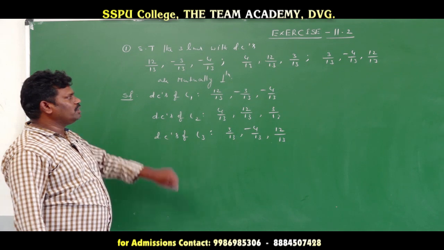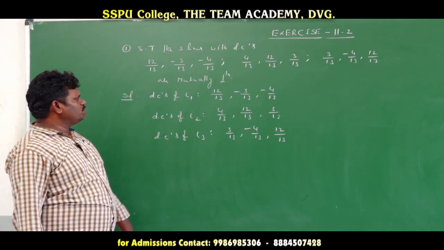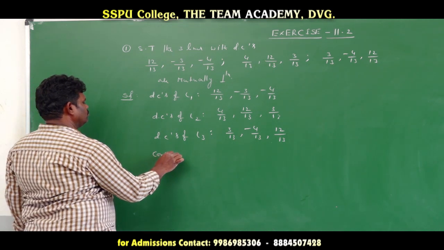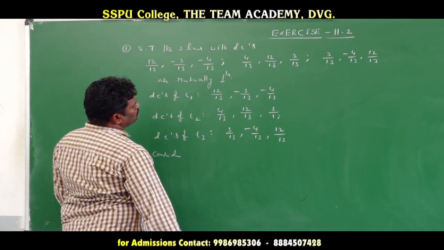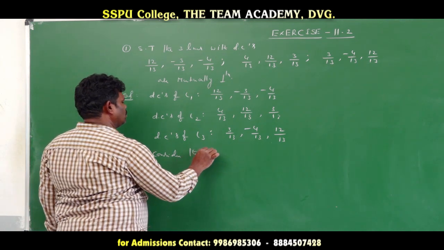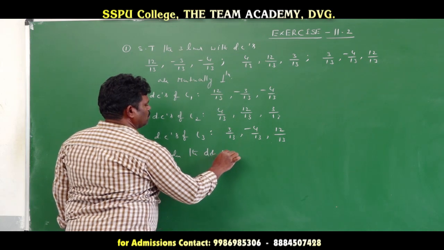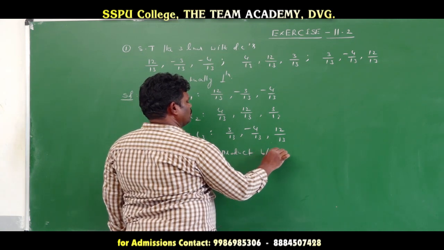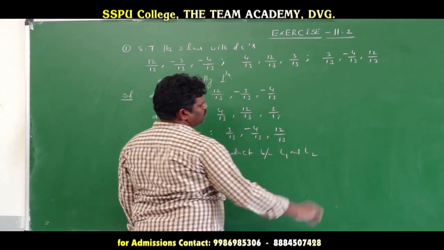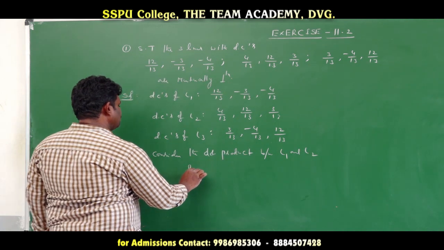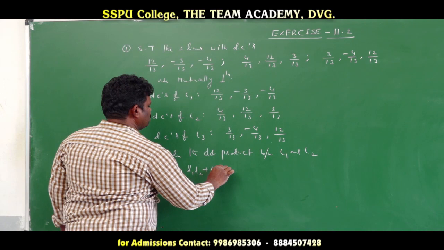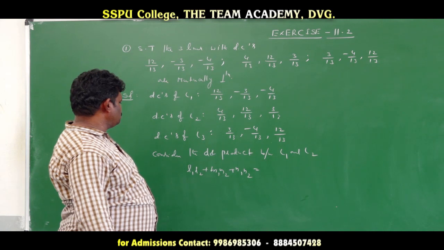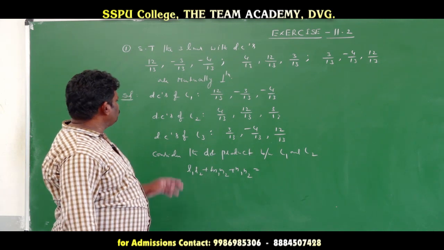Now we take the dot product between these two, L1 and L2. The condition is l1 l2 plus m1 m2 plus n1 n2. Consider the product between L1 and L2.